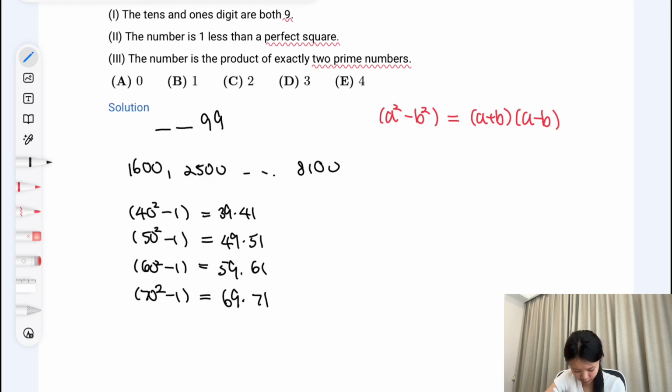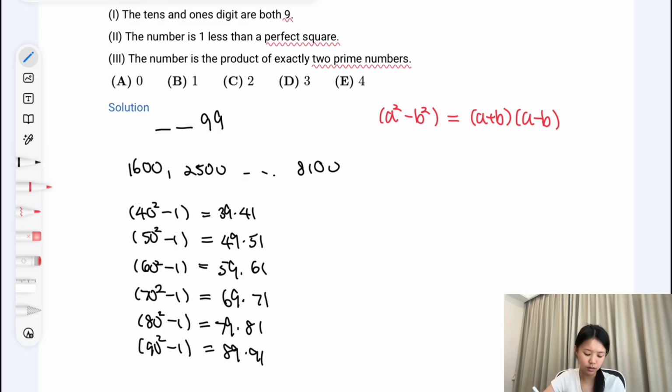69 times 71. 79 times 81. And then finally 90 squared minus 1 equals 89 times 91. Now we just go through all of these and we see which ones are actually factors.